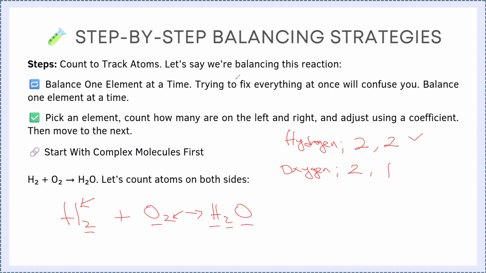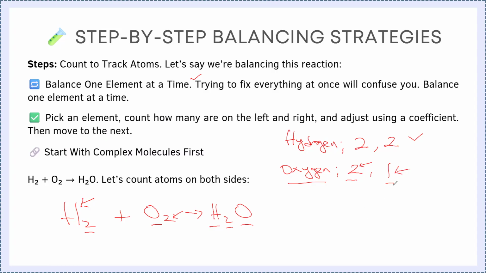So now that we've counted all the atoms, the second step says balance one element at a time. The element that is not balanced in this case is oxygen. So let's balance oxygen. We have 2 on the left and we have 1 on the right. How do we balance it? We introduce a coefficient that will make the right-hand side, which is 1, become equal to the left-hand side, which is 2. What coefficient do we introduce?